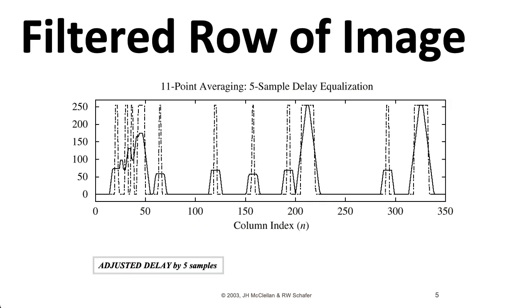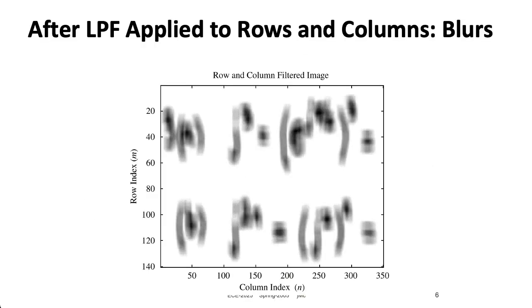If we apply an 11-point averager, that's a non-causal filter, so you can think about the impulse response actually being centered at the origin. What we see in the dashed-dotted line is the original signal, and what you see in the solid line is that signal blurred by an 11-point averager. Now, if we apply that operation to all the rows, and then apply that same operation to all the columns, we get this blurred image.